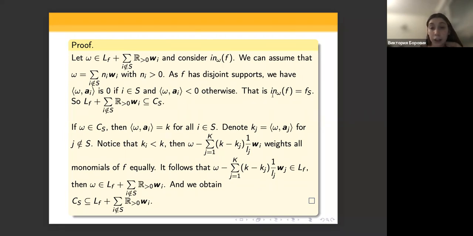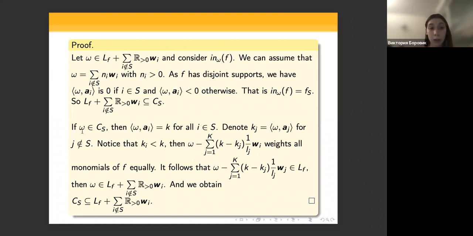And this means that the initial form associated to omega is precisely our F sub S, because with elements from S, the inner product is maximal. So we have proved the inclusion in this side.